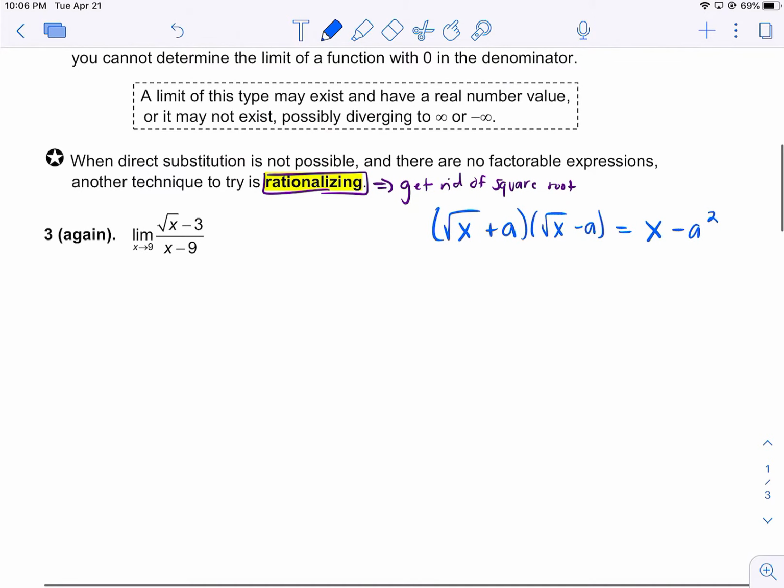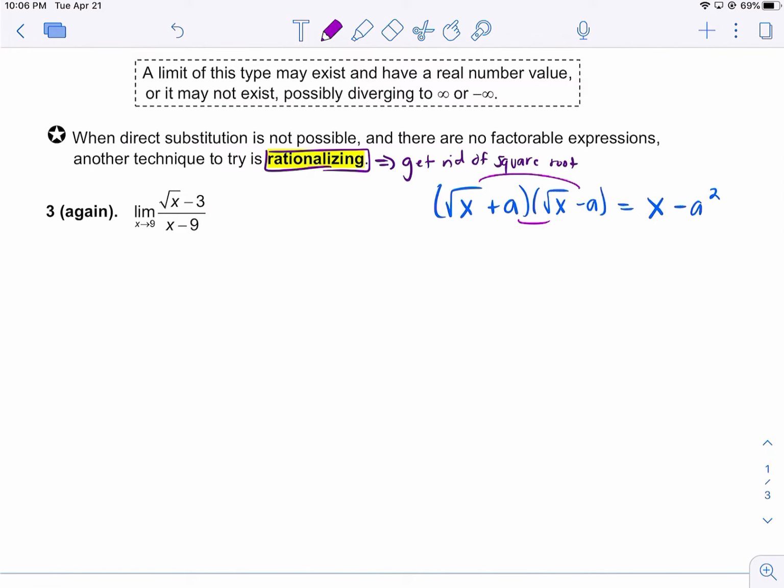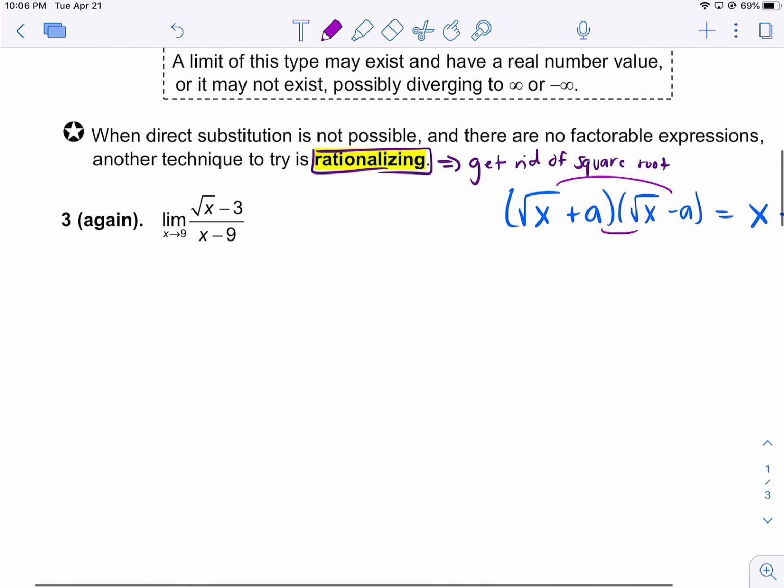So what we can see here is that it gets rid of the square root, because when we do those middle terms, we have positive ax, we have negative ax, those will cancel out. So we're going to use the conjugate here. Now we're going to find the term that has a square root, that's the square root of x minus 3, and we are going to multiply the top and the bottom by its conjugate.